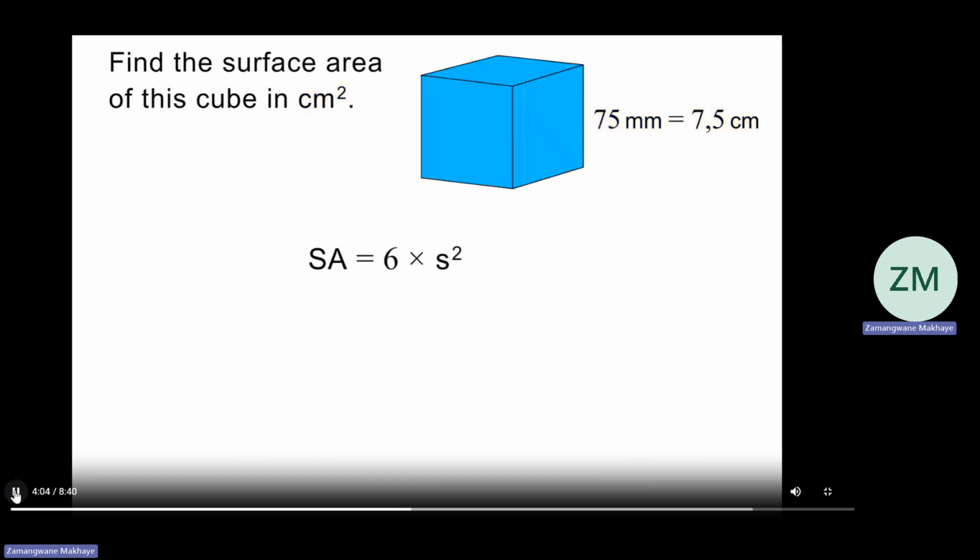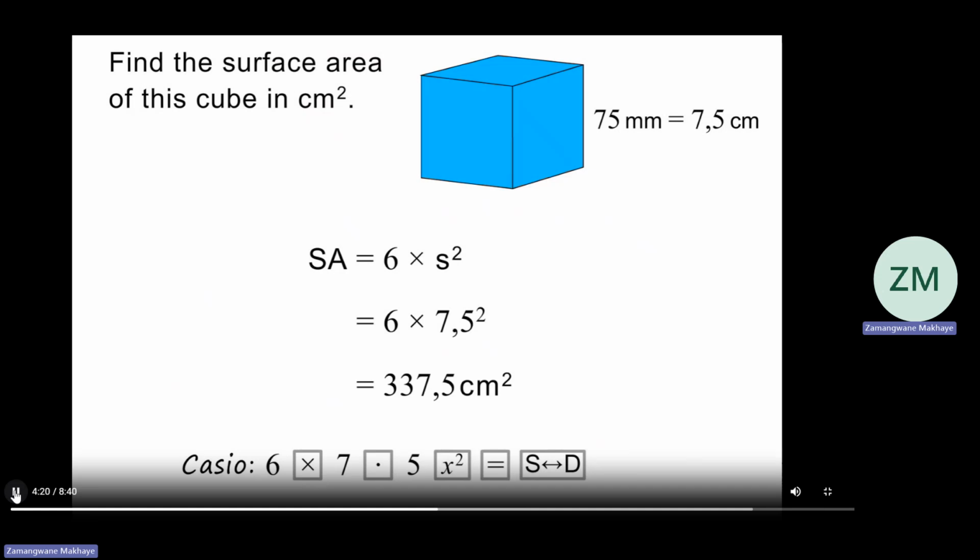We are now ready to write down the formula. Next we write 7,5 in place of s. We then use a calculator to get the answer. We like to use the Casio calculator. The surface area is therefore 337,5 square centimeters. Please pause to check my working.